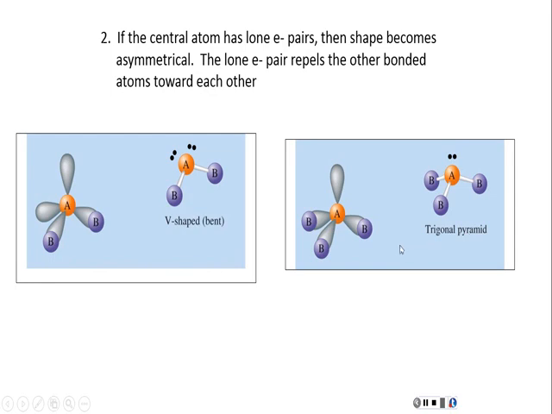The other one you have to know is called trigonal pyramidal. And here we have one atom bonded to three, and we only have one lone electron pair, as you can see here. And these atoms are forced closer to each other. So it's called pyramidal because it kind of represents what a pyramid looks like. This would be at the apex of the pyramid, and these would be at the base.